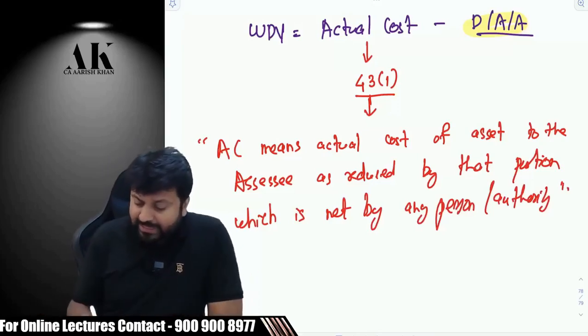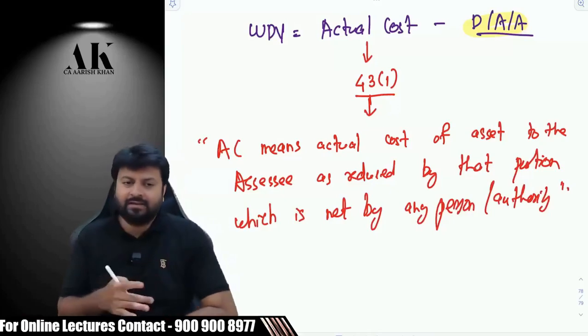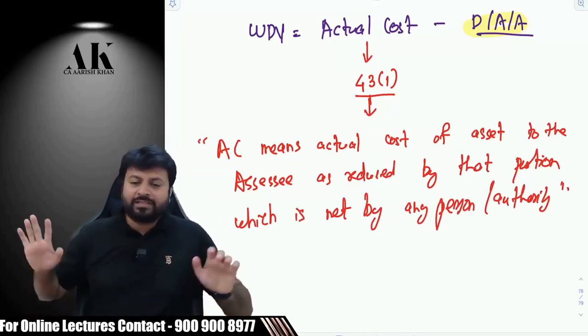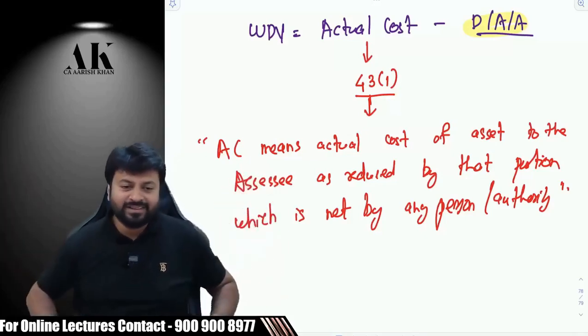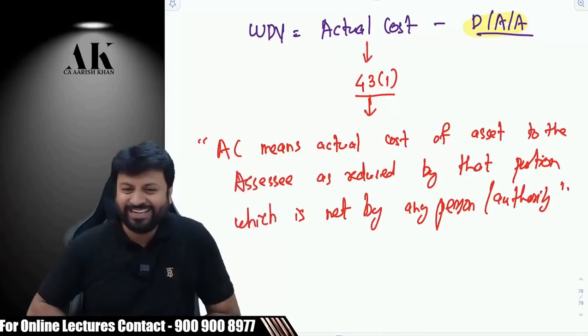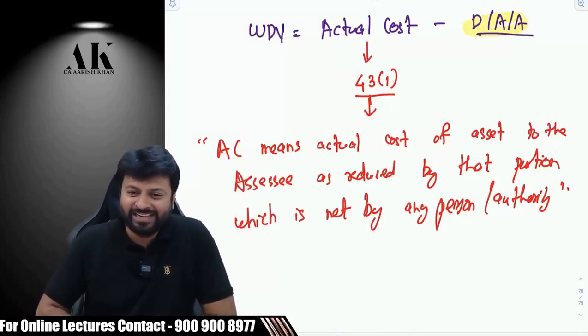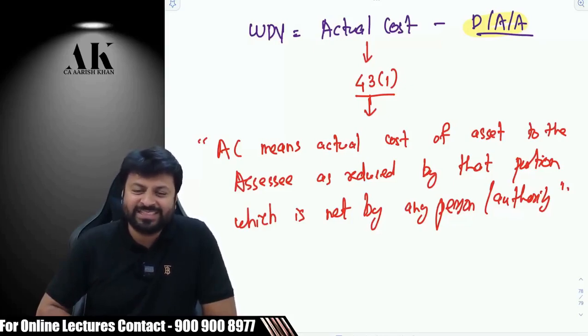Actual cost means actual cost. What the hell is this? Somebody asks you, what is the meaning of Prashant? So Prashant will say Prashant means Prashant. This cannot be the meaning of any term, right? You have to use some alternate words at least, right or not? You should have used at least some alternate words. Actual cost means price of the asset. Actual cost means value of the asset. Something else? No. They are using actual cost means actual cost of the asset to the assessee.